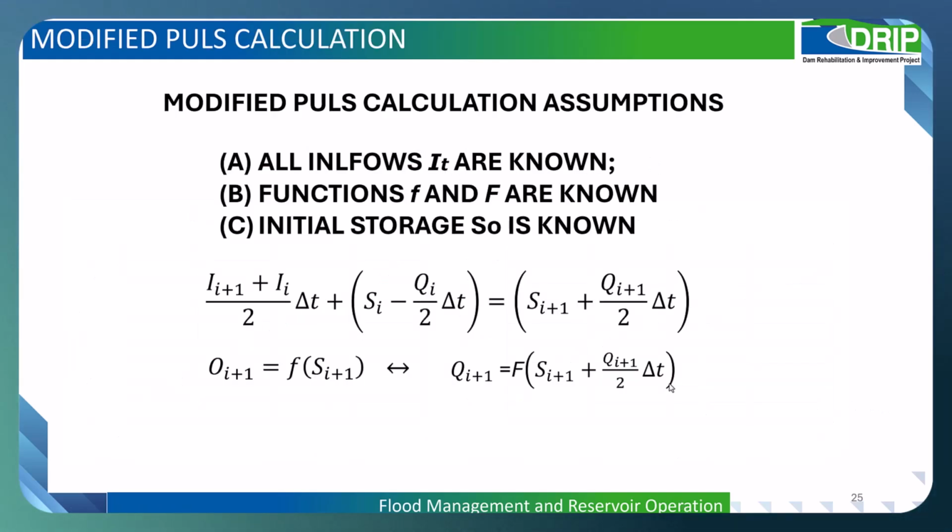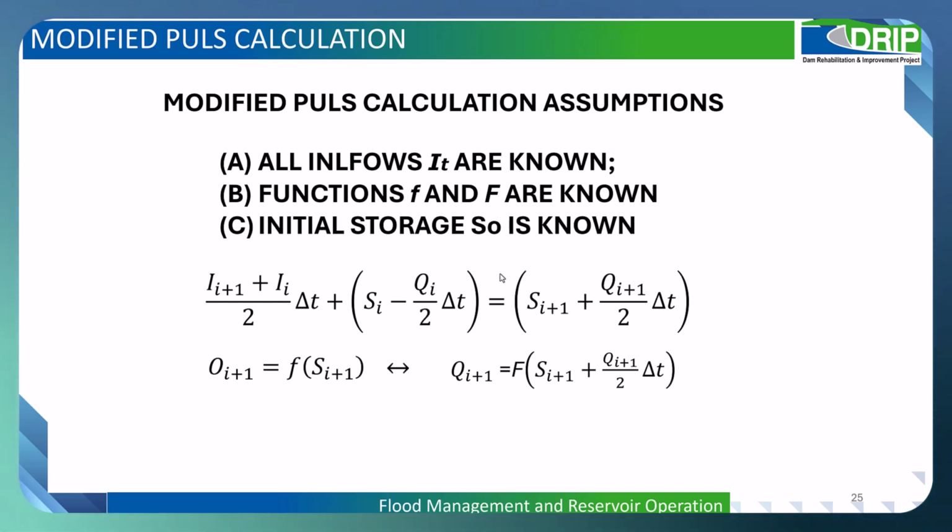The modified pulse calculation method has its assumptions. Number one assumption is that all coordinates of the inflow hydrograph are known. Also, the functions relating storage to elevation and elevation to outflow are known. And finally, the initial storage or the initial elevation is also known.